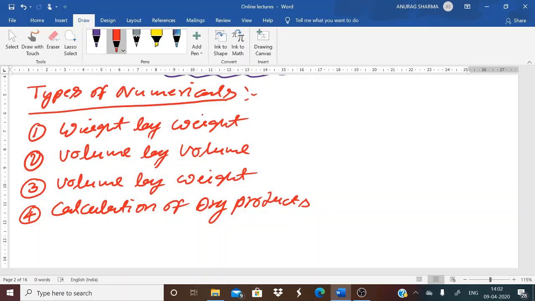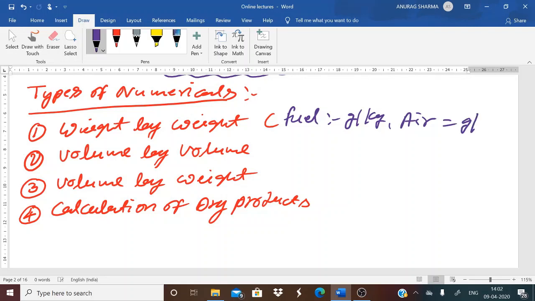So first we discuss what is the meaning of weight by weight. Weight by weight means the amount of fuel will be given in gram or kg, and the amount of air which is calculated is in gram or kg. It means both will be the same. So this is called weight by weight.